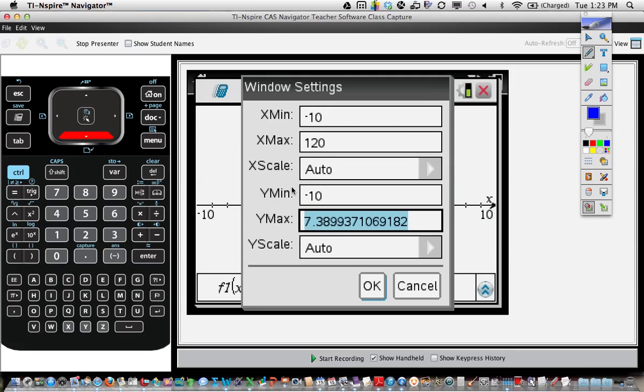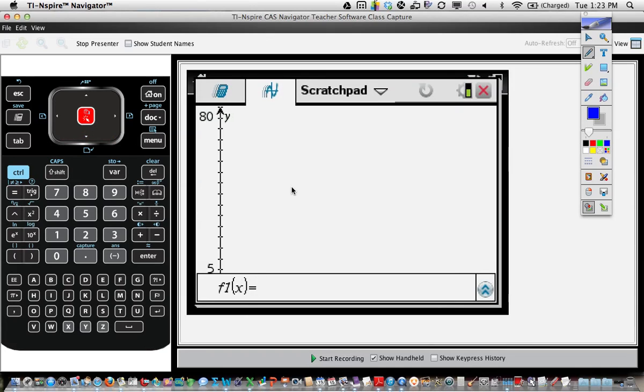And how far up? It's like 80, I think, on your paper. So let's go 80. Okay? And then hit OK. All right? So this gives us a pretty good looking picture like what's on your paper. Okay? This is a picture of the park where the ranger and the lion are walking.